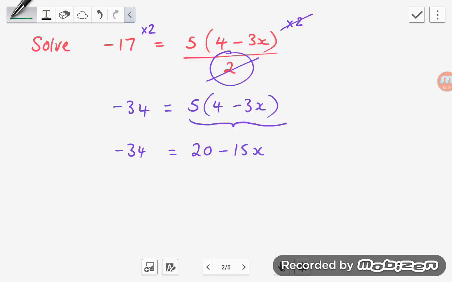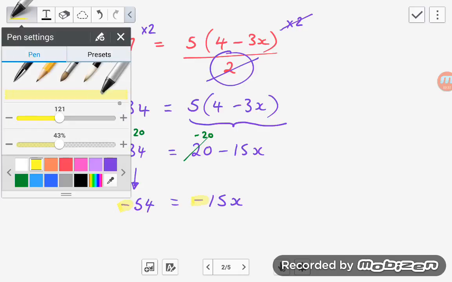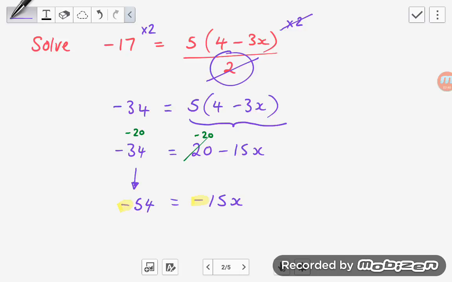And just like the previous question, we're going to now subtract 20 off both sides, and that will allow that bit to cancel. Now be careful with your negative numbers here. Minus 34 take away another 20 is minus 54 equals minus 15x. Now you'll notice that we've got negatives equaling a negative on opposite sides. So what we can do in maths, we can cancel those out. In effect, we multiply both sides by minus 1, and we get 54 equals 15x.